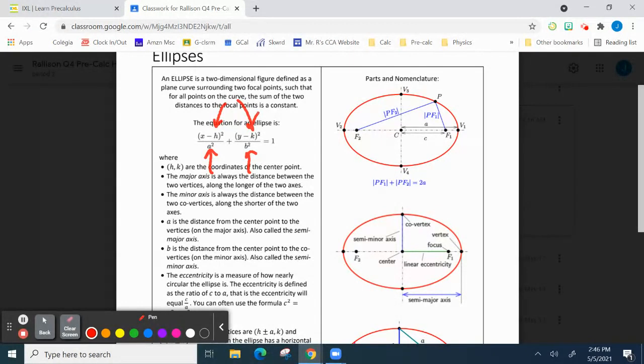So for instance, we've got a C right there, and that's on the major axis. That's the distance from the center to the focus on the major axis. So you always have to keep track of whether the major axis is the y-axis or the x-axis. And that is going to be based on which of these numbers is bigger. So if you have blah, blah, blah over 16 plus blah, blah, blah over 64, x minus h and y minus k.